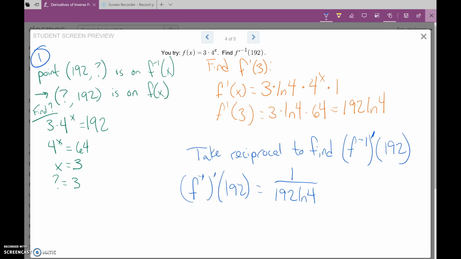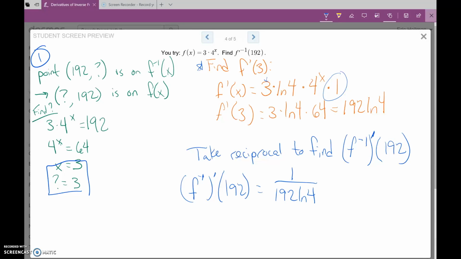I started over here. I found what input value on f(x) will lead to an output value of 192. I found that the answer is 3. So the point (3, 192) is on f(x), and the point (192, 3) is that reflection point on f inverse. So then I wanted to find f inverse of 3. Took the derivative. When you take the derivative of an exponential function, this 3 just hangs out in front because it was a coefficient. It's the natural log of the base times the original function times the derivative of the exponent. In this case, that was just 1.